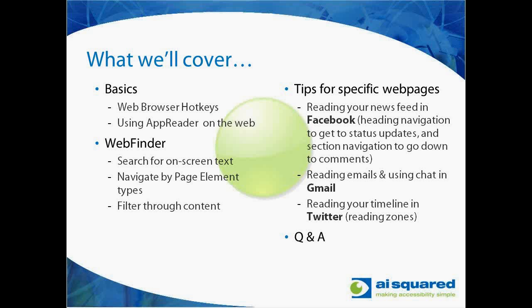So here's an outline of what we're going to cover. First thing I'm going to go over with you is some basic hotkeys for your web browser. These are not ZoomText hotkeys, but hotkeys for your web browser to do things like get to your address bar, open a new tab, open your downloads list. Just some helpful tips on how you can use hotkeys to get to different areas of the web browser. We'll also go through using AppReader on the web, a couple different things and some other tips that you might not know about in using AppReader.